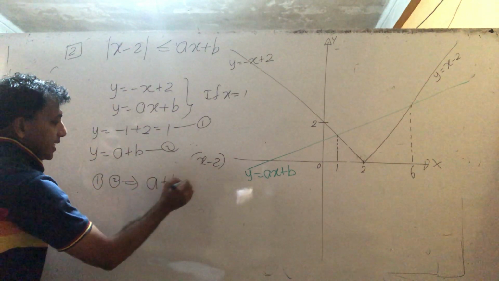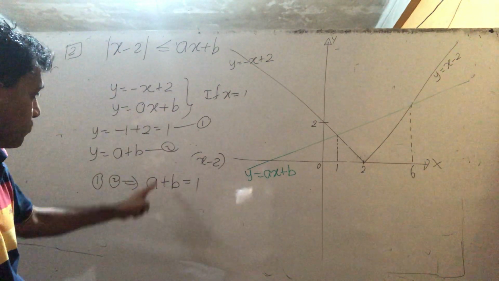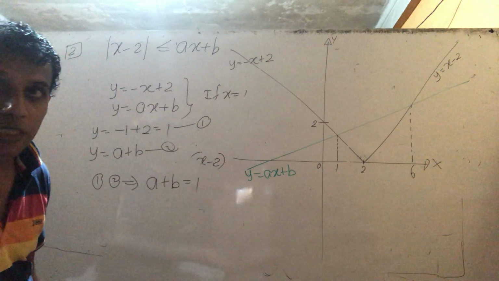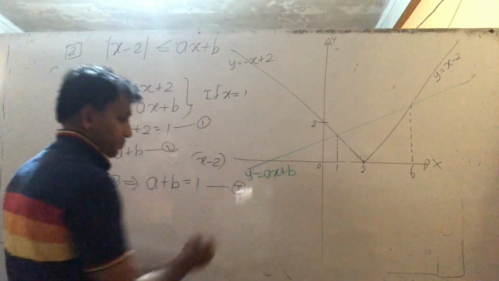a plus b equal to 1. Both y's equal, a plus b equal to 1. I say this is my third equation.